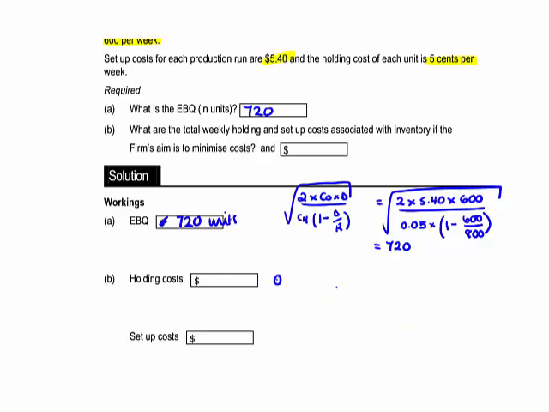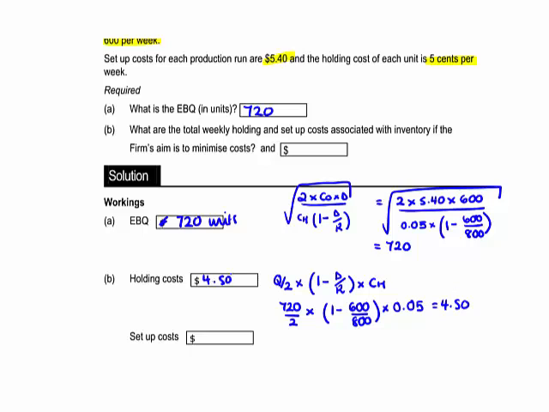So for the holding costs, we're going to be looking at the average quantity, so 720 divided by 2, because that's how many we're going to make in a batch, multiplied by 1 minus the demand in the period divided by the rate of production, multiplied by the cost of holding 1 unit in stock for 1 week, which equals 450.